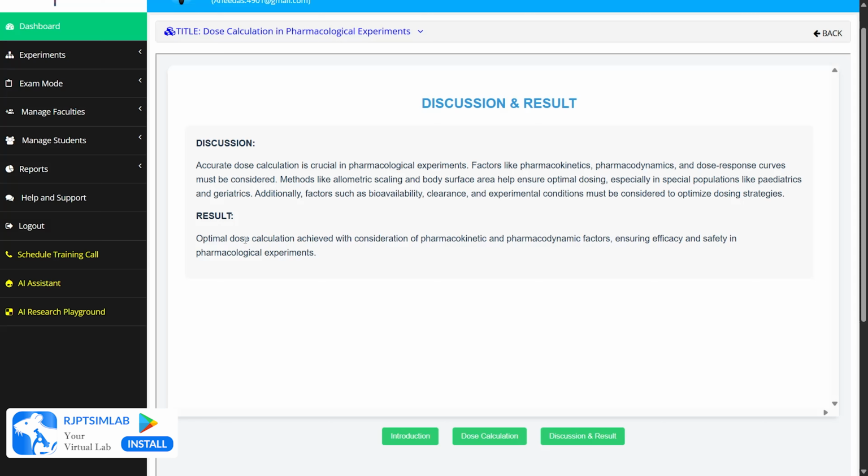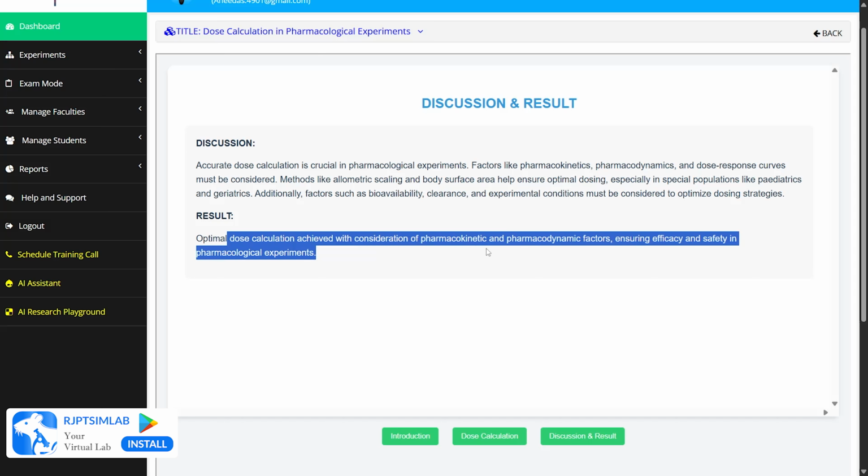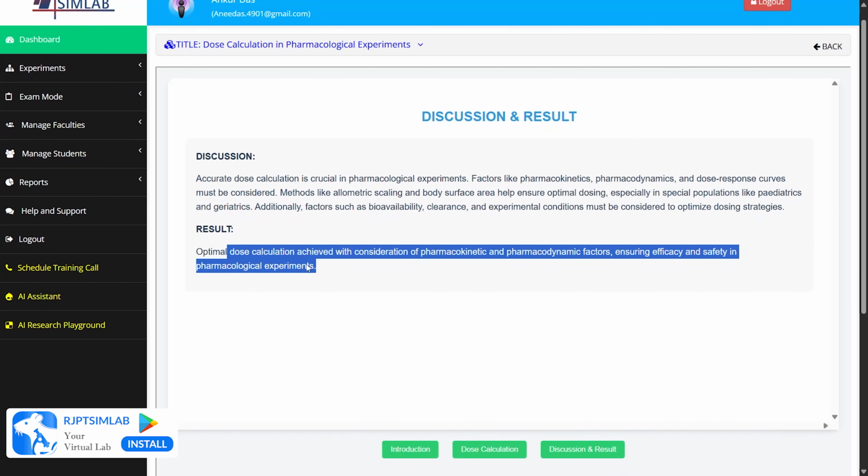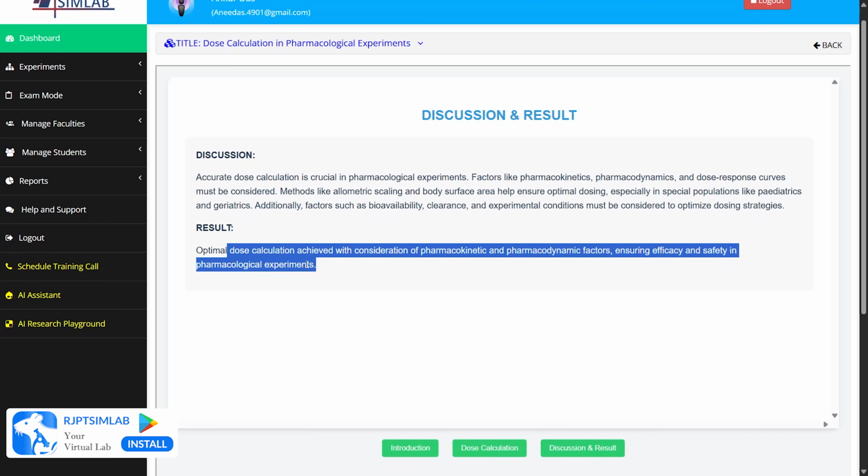Now, let us see the result. The result says optimal dose calculation achieved with consideration of pharmacokinetic and dynamic factors, ensuring efficacy and safety in pharmacological experiments. Which means by considering factors such as the pharmacokinetic and pharmacodynamic factors, we have achieved the optimal dosing of the drug. And these factors ensure the efficacy and safety of the dose calculation of the pharmacological experiments and the animals that we have used. So now, in this video, I think we have learned a lot about the dosing calculation in pharmacological experiments.